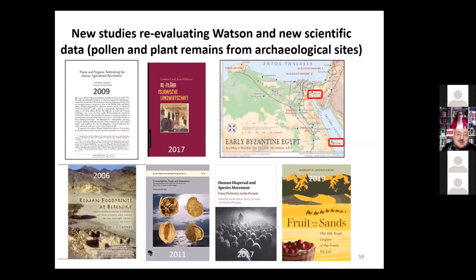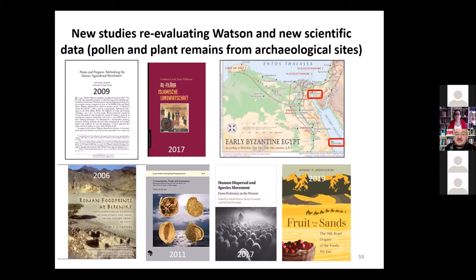However, new studies have re-evaluated Watson's scenario, based on a more detailed reading of written evidence, but also especially on the basis of paleobotany, coming from various sites, two very interesting sites in Egypt: Berenike, one of the most important harbors of the connections between Roman Egypt and India until the 6th century, and Klisma, which interestingly had two phases of activity, until the 4th century in the Roman period, and then again from the 9th century onwards in the Islamic period.